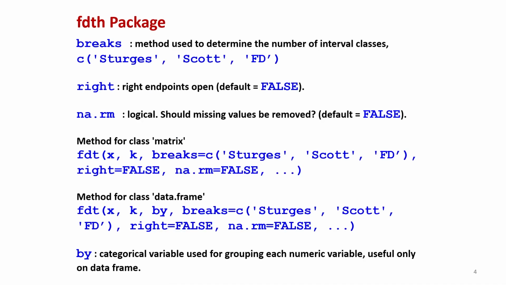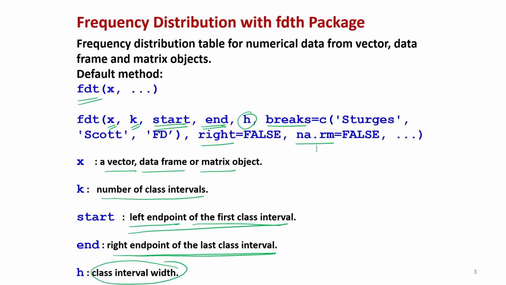The breaks option determines the number of class intervals using one of the available methods. The right option defines whether the right endpoints are open or not. And similarly there is na.rm. If you try to recall, na.rm is the option to remove the missing values or not, which has to be given as TRUE or FALSE. So this is what you have to keep in mind.